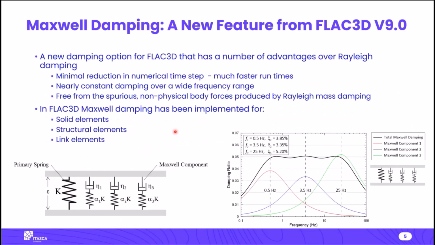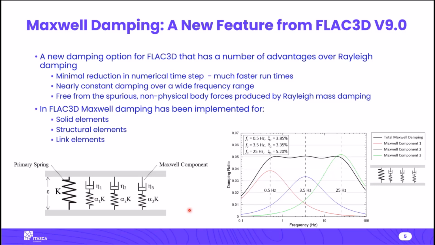It's a new feature in FLAC 3D version 9, starting with version 9.0, and I guess it's also in FLAC 2D and 3DEC. It's a form of damping that has a number of advantages over Rayleigh damping. Probably for most people, the most important advantage is there's a minimal reduction in numerical time step, so it doesn't have this terrible small time step that Rayleigh damping sometimes requires.